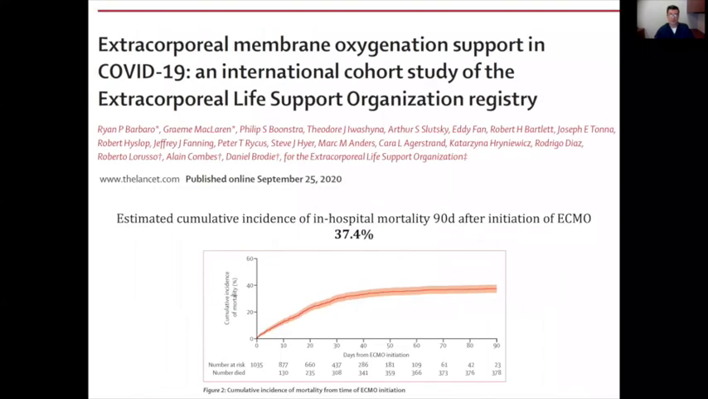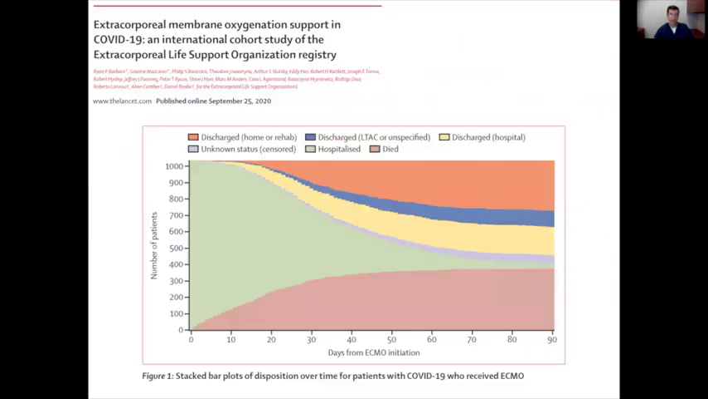This is the estimated cumulative incidence of in-hospital mortality 90 days after starting ECMO, and it's 37.4%. Here, just to give a sense of the stacked bar plot, these are the patients who were discharged to home or rehabilitation. Here are the patients who had died. Very few patients still hospitalized, some where the status in the registry wasn't updated, so it's censored. And these are patients who are discharged to another hospital or discharged to a long-term acute care facility or unspecified.